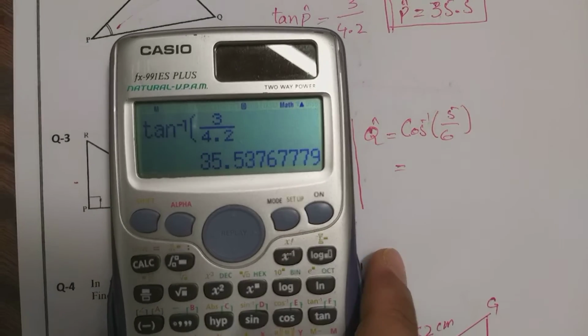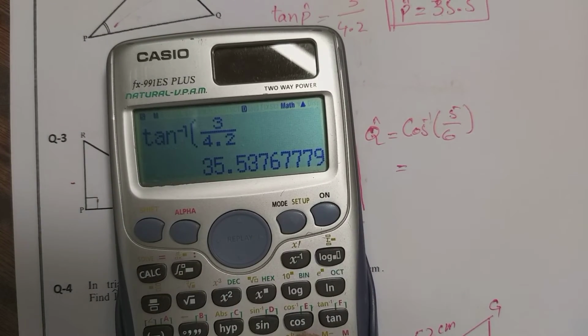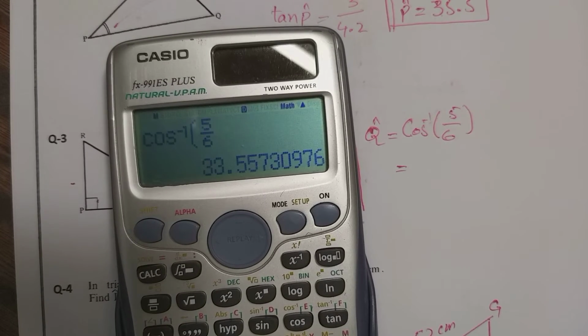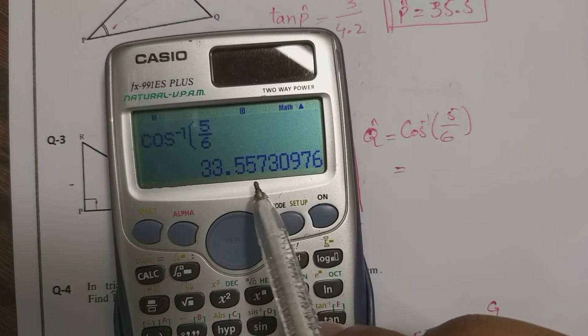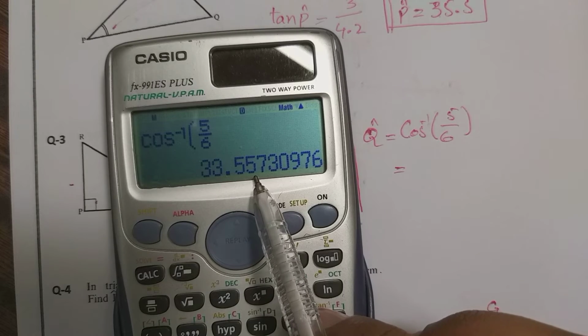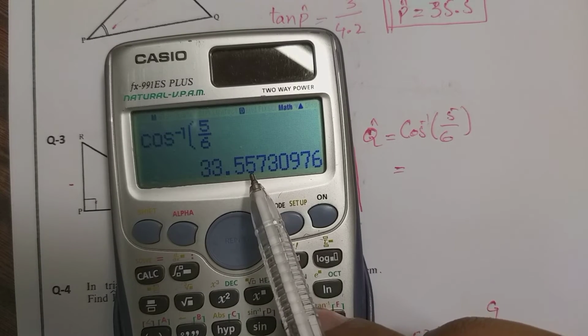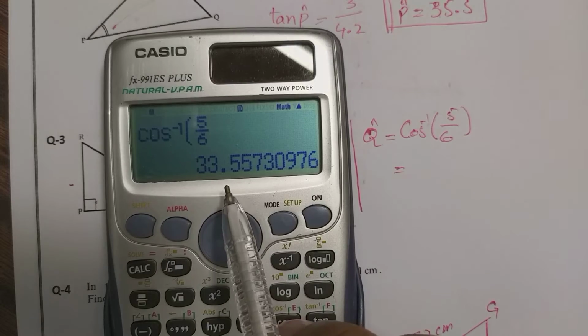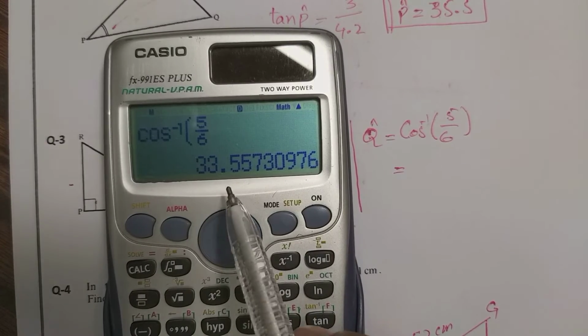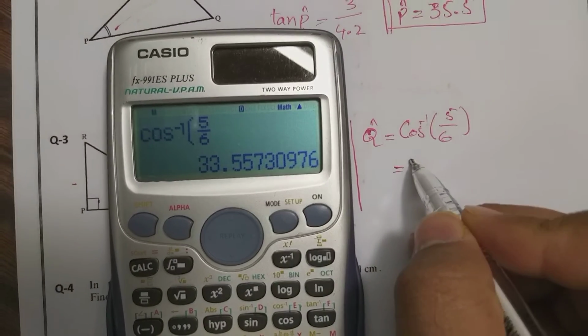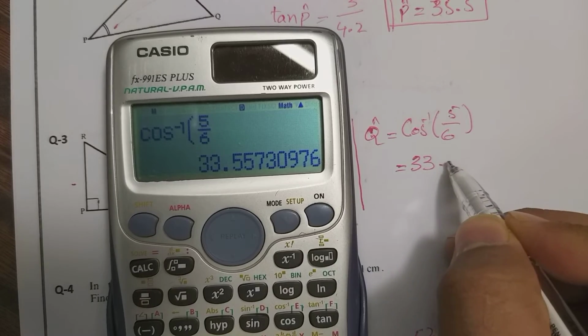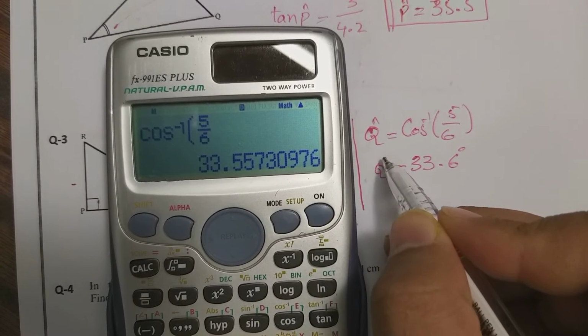So put it in the calculator, shift cos 5 out of 6. It becomes 33.57. Because after the 7 comes a 5, we can increase the number, because we know the rounding rule: 5 or more, increase the number; less than 5, decrease the number. So 5 or more, so I'm taking 33.6 degrees.